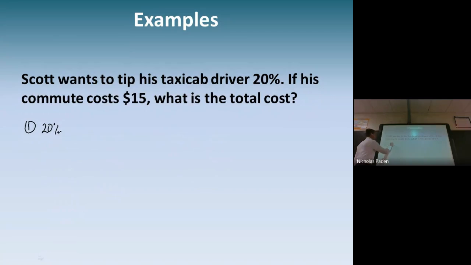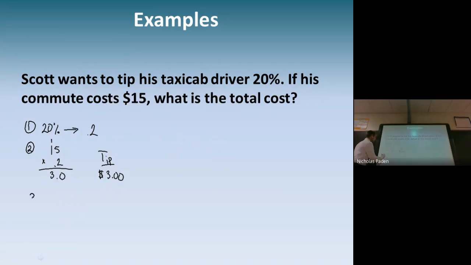All right, so the first thing that we would want to do is change that 20%. We'll make it 0.20. Multiply that by 15. And that gets us 3.0. So the tip would be $3.